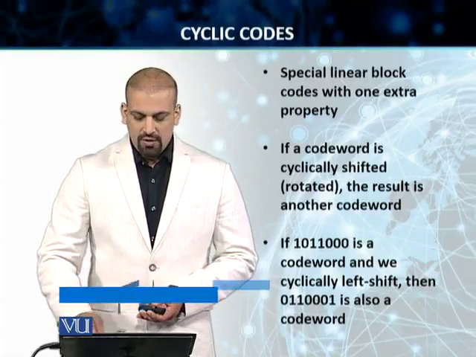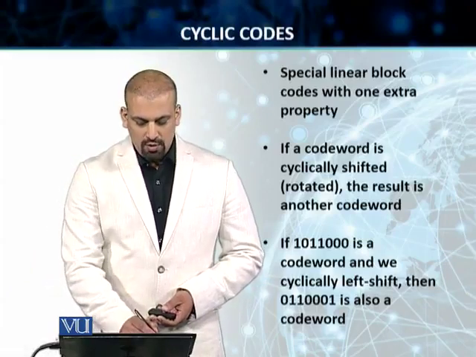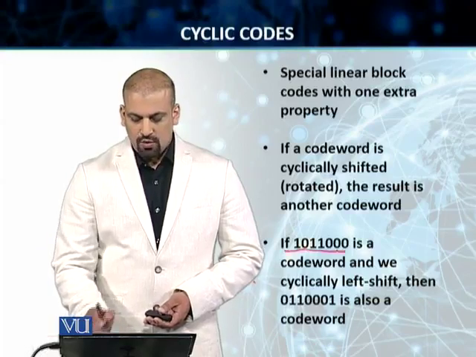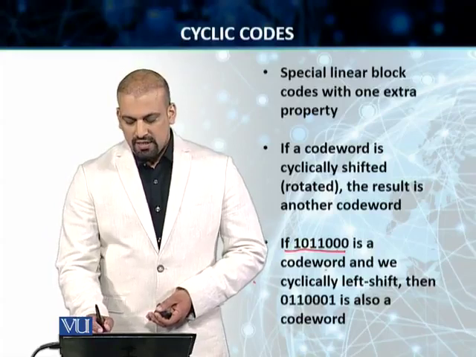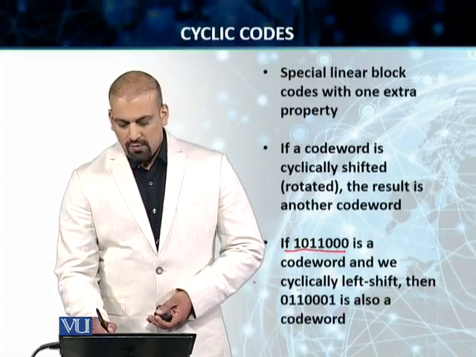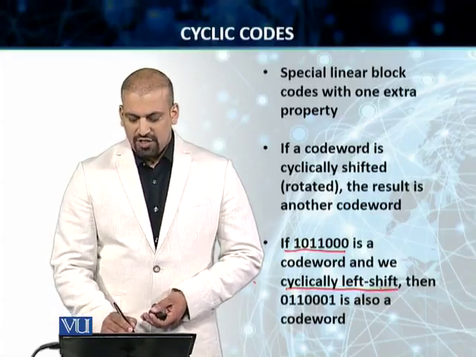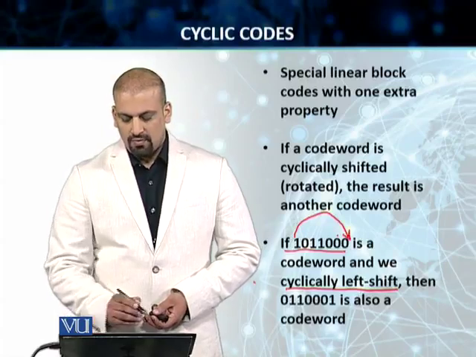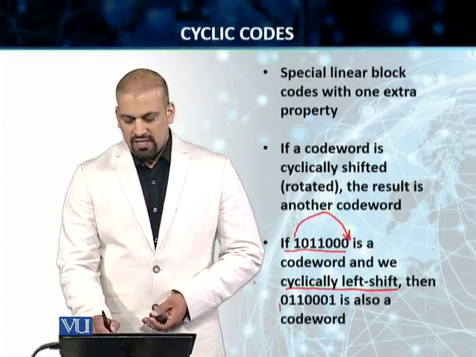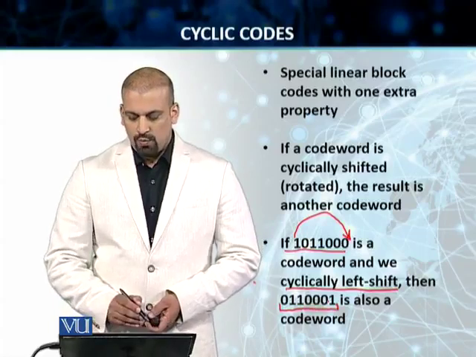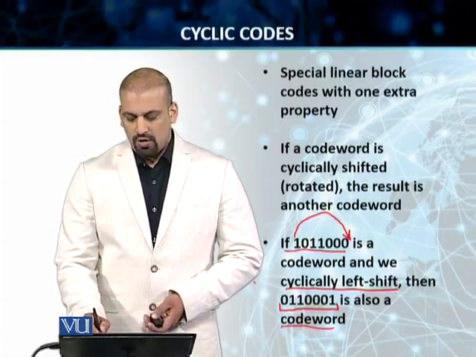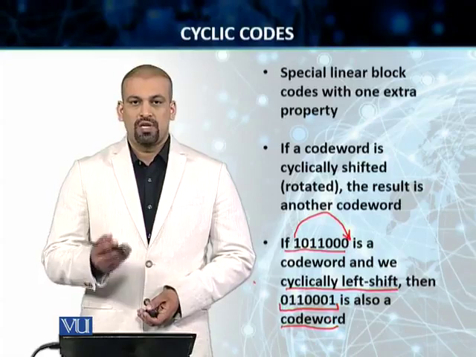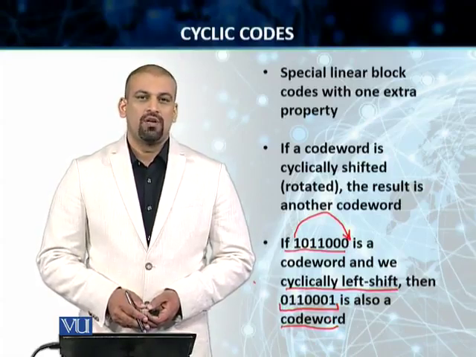Students, in this slide, what you can see is that we have 1011000 as our code word, and what we are doing is cyclically left shifting this code. So we are essentially shifting this one out here. And we see that the resulting code, which is 0110001, is also a code word. So in this case, we have a proof that we are using a code which can fall under the category of a cyclic code.